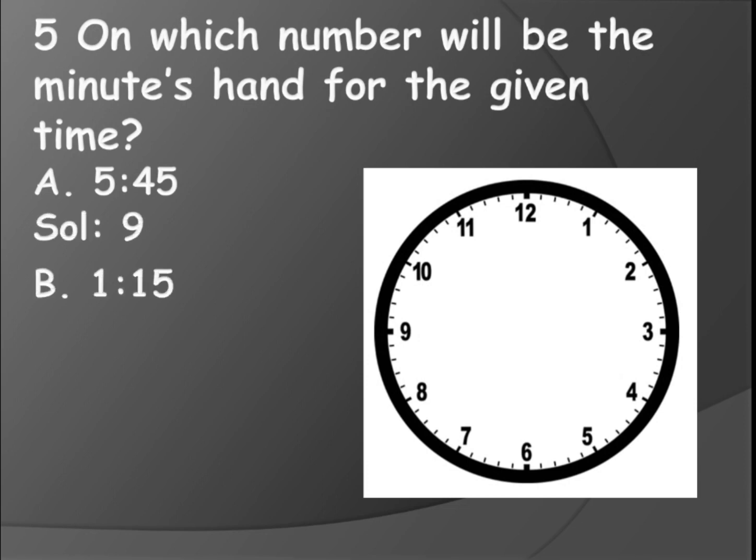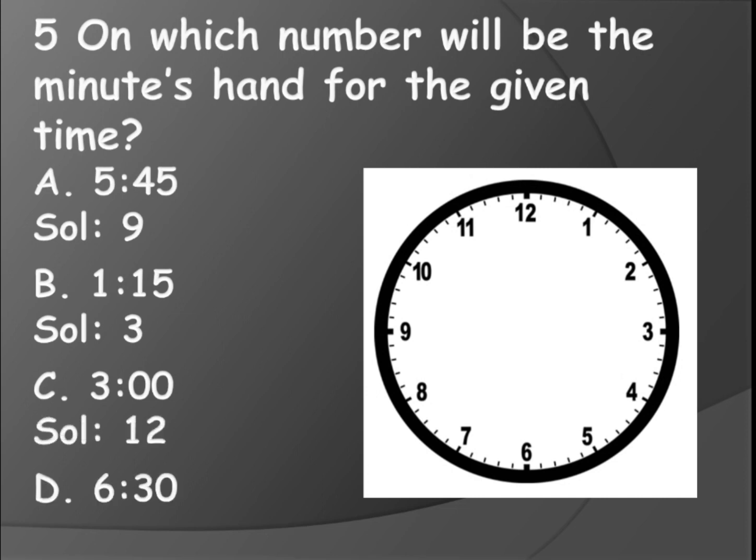Okay, next 1:15. 1:15 means the short hand will be on 1. 15. So where will you get 15 in the 5 table? 5 3s are 15. So the longer hand will be on 3. So you will write 3. Okay, next 3 o'clock. 3 o'clock you already know. The longer hand will be on 12. So you will write 12.